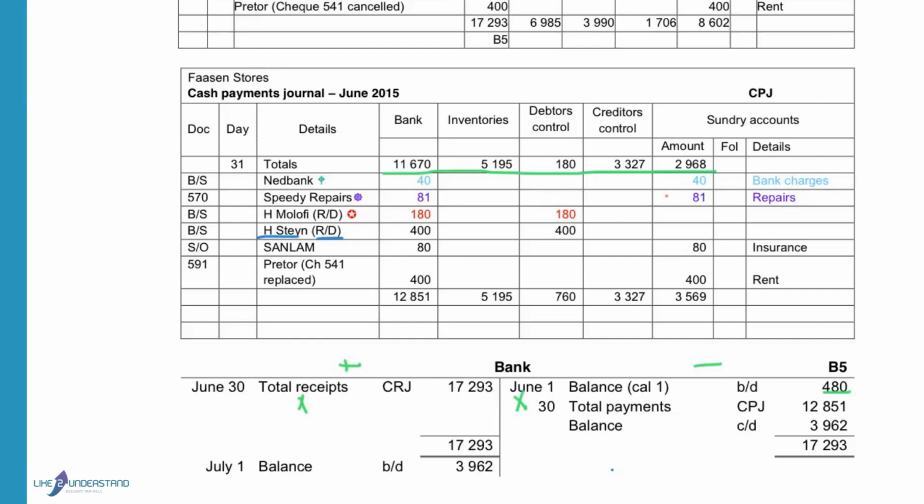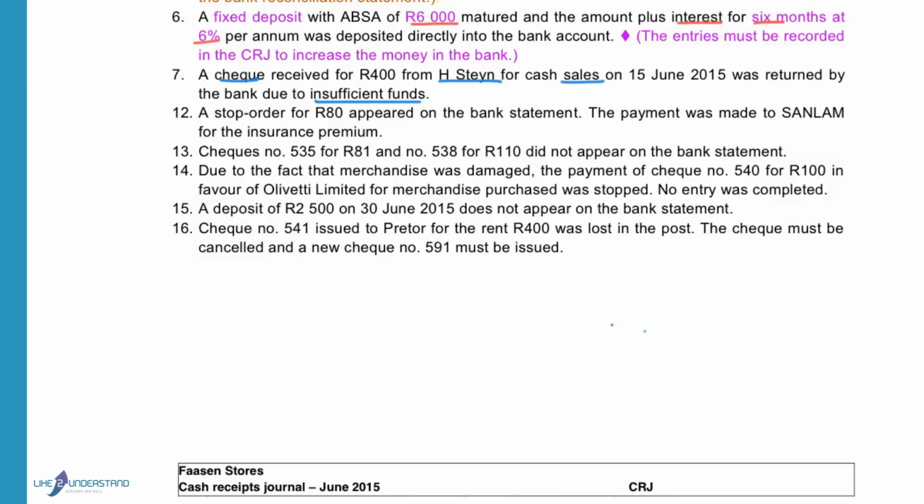That means the bank returned this check to us, and it can either be due to insufficient funds or any other reason, like a torn check, no signature, incorrect date, and they return the check. So we will show that we've got 400 Rand less in the bank and that debtors owe us an additional 400 Rand. A stop order for 80 Rand appeared on the bank statement.